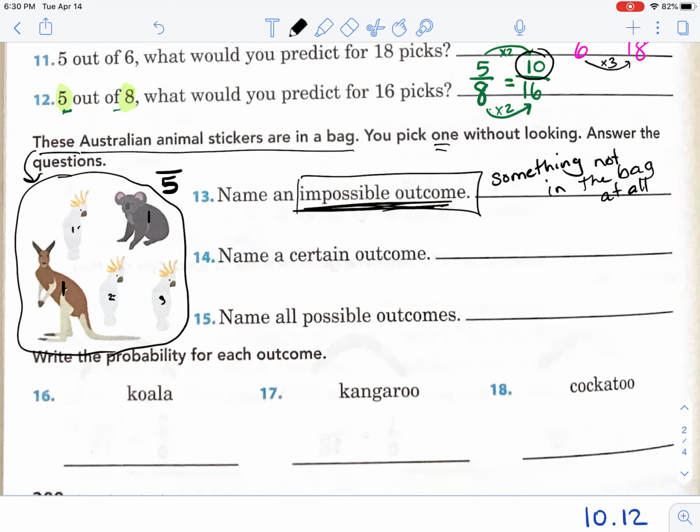Name a certain outcome. None of these are certain, because what if I reach in, one time I can get a kangaroo, but the next time I might get a koala bear? What could be a certain outcome? I know what I could say. An animal sticker. Are they all animals?